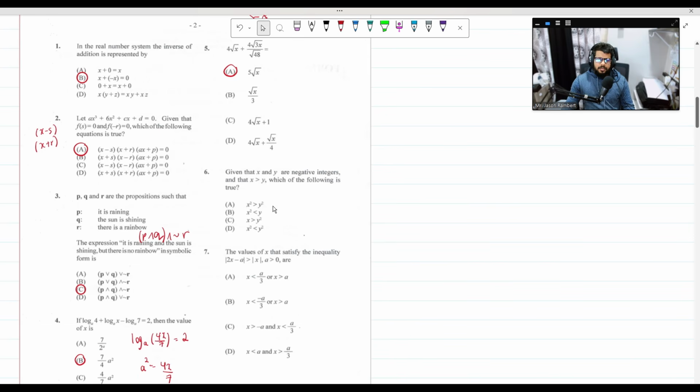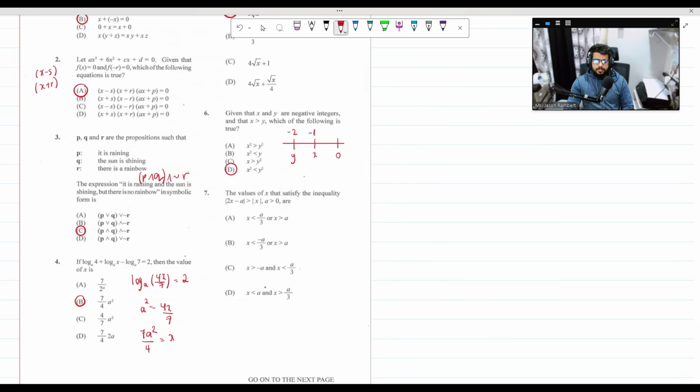Given that x and y are negative integers and x is greater than y, which of the following is true? So x and y are negative integers. So we have x and y. I'm putting this as 0. X is greater than y. So this is x, this is y. Minus 1, minus 2. Which of the following is true? So x squared will never be greater than y squared because x squared numerically is going to be a smaller number. X squared will always be less than y squared. This is also a repeat. D is the answer.